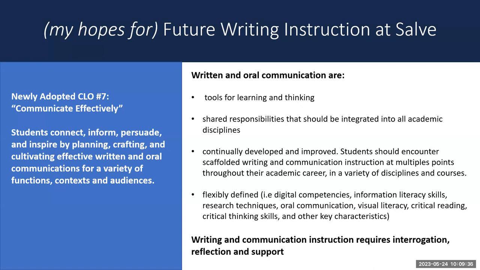And so when we think about writing, I want us to think about product, sure, but digital competency, information literacy skills, research techniques, how we orally communicate both in discussions, but also in terms of presenting information, visual literacy, how we communicate information in many of our fields is often visual. Critical reading skills, which are an inextricable part of the communication literacies. Critical thinking skills, and then any other kind of characteristics. And like I said, with AI, that may look different in a year.